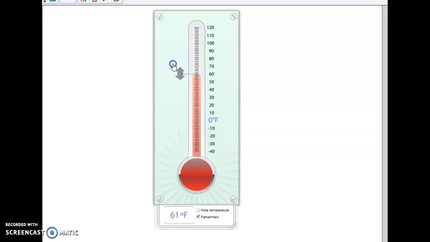All right, let's go up and down. You ready? Where will we land today? Oh, we are hot today, you guys. Let's go across 100 degrees Fahrenheit.